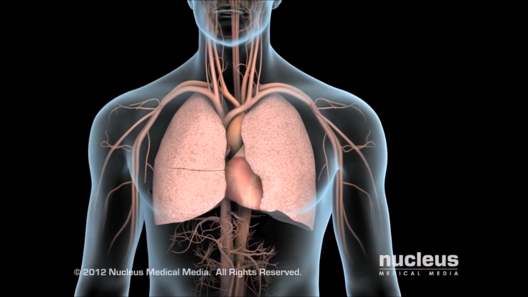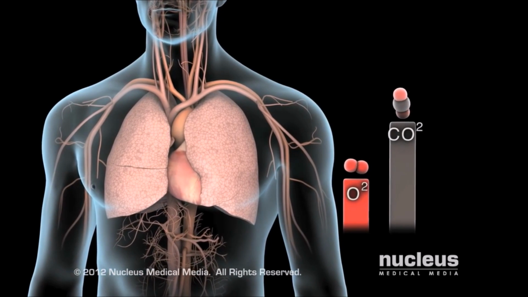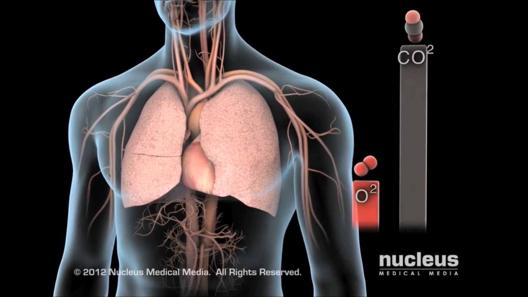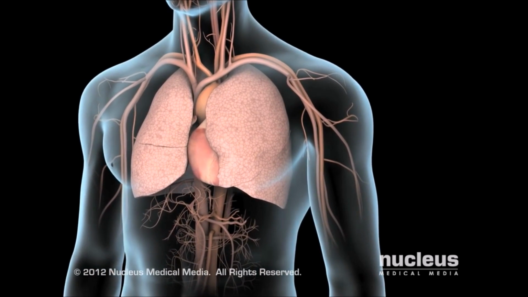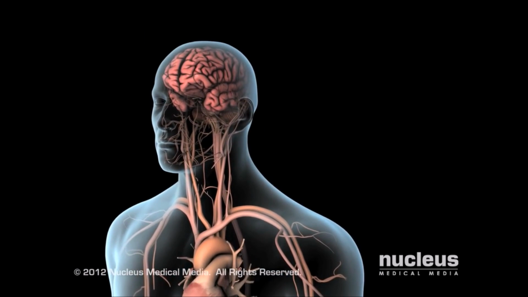If you have severe respiratory problems, the oxygen levels in your blood may drop too low, or the carbon dioxide levels may rise too high. Either of these conditions can result in damage to your vital organs, including your heart and brain.